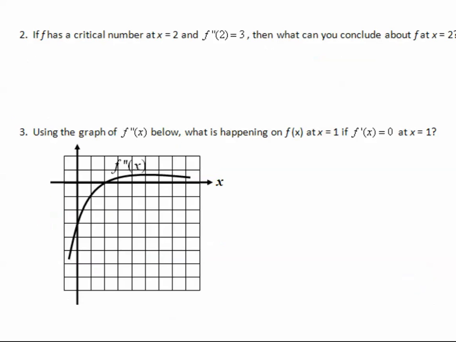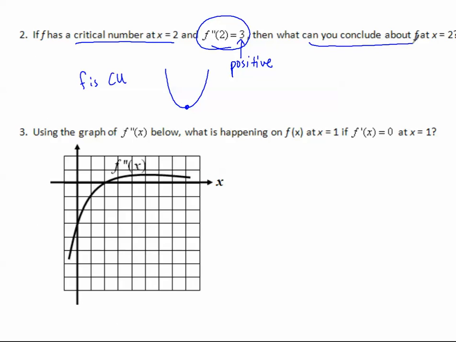Let's look at it in a couple different ways. If f has a critical number at x equals 2, so they're telling us the critical number, the second derivative at 2 is 3. Who cares that it's 3? The fact is that the second derivative is a positive number. So that means we have a concave up graph, f is concave up, at a critical number.